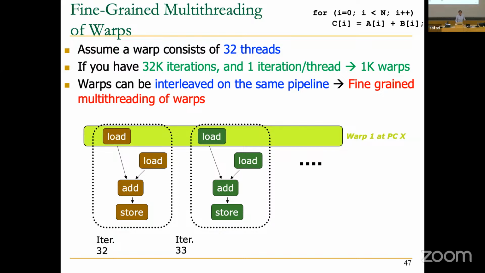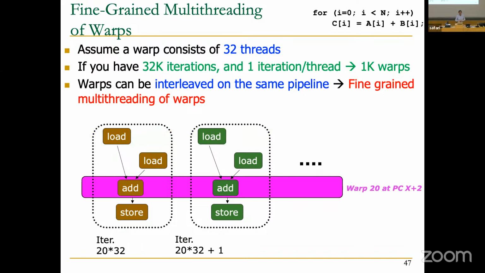But if someone tells you, for example, you have warp 20 at PC X plus 2, you can actually calculate which iteration it is executing in the scalar code. Basically, we've divided 32K iterations. We have 1,000 warps. Each warp consists of 32 threads. Warp 20 should be at iteration 20 times 32, right?